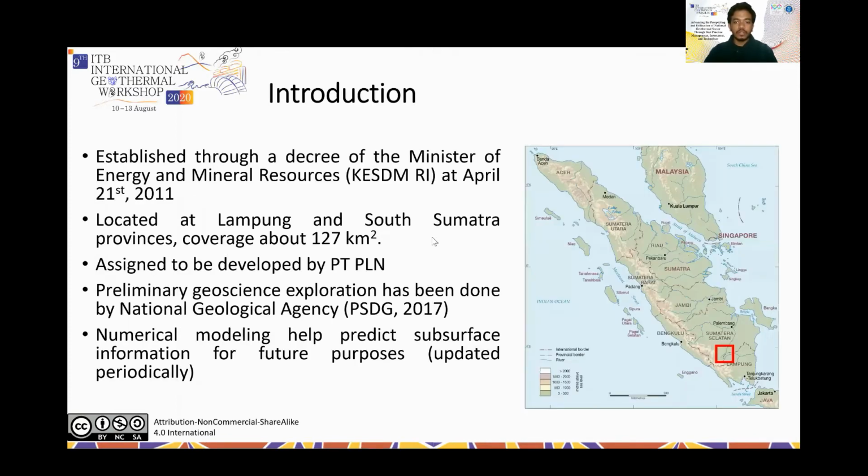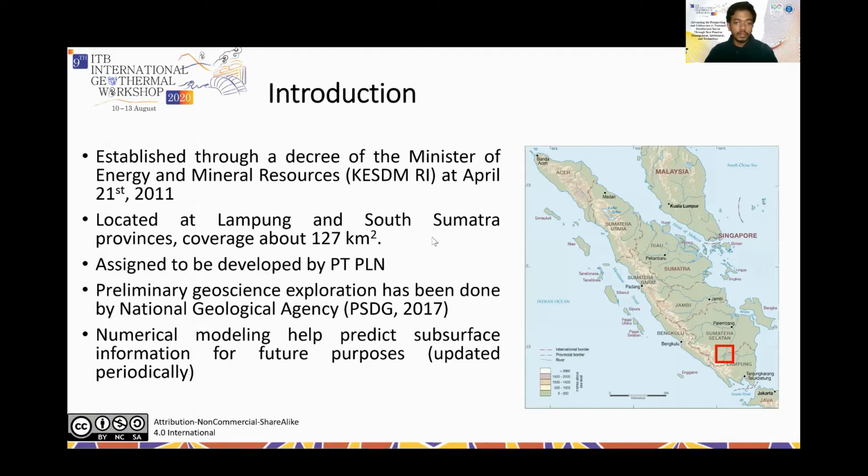The Dana-Ronald Geothermal Working Area was established through a decree of the Minister of Energy and Mineral Resources in 2011. The geothermal field is located in the Lampung and South Sumatra province, with an area of around 127 square kilometers. The Dana-Ronald Geothermal Field is a virgin geothermal field assigned to the Indonesian National Electricity Company to be developed.